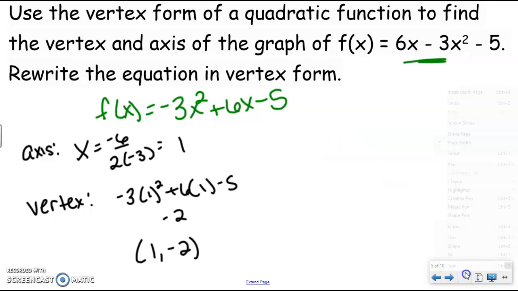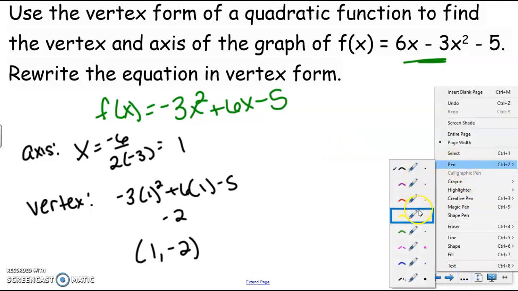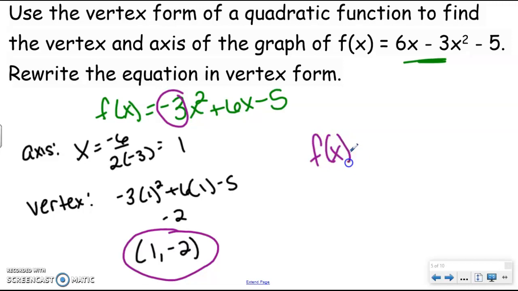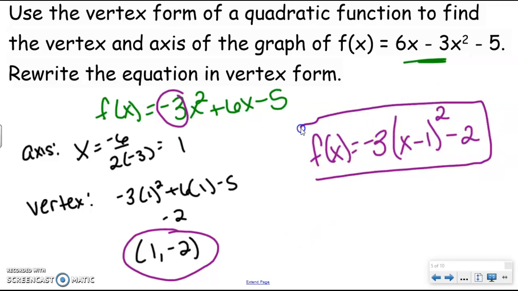So to write this equation out, what I really need to pay attention to is my leading coefficient and my vertex. So when I find my function in vertex form, my leading coefficient is my a that's outside of my parentheses. I have x minus my vertex, so minus 1 squared, and then my k, the sign stays the same. So there's my vertex form. Okay, you also had to identify the axis and vertex there.